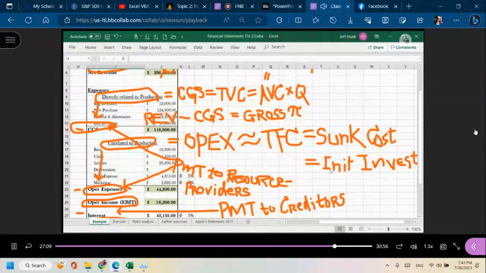CGS goes to the providers of capital, labor, and raw material. Make sense? Operating expenses go to the providers of the space. I mean, if you're leasing or renting the plant, even if you own your own plant, it's not for free. If you didn't own it, you would be paying rent, right? If you own it, you're paying yourself the rent, right?